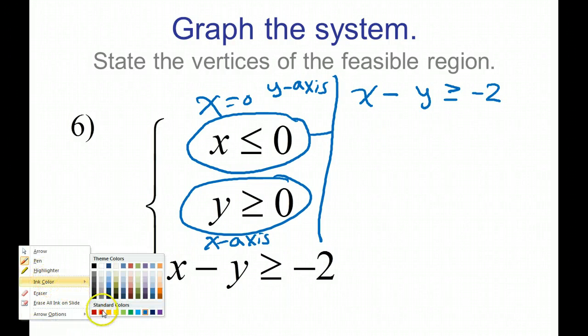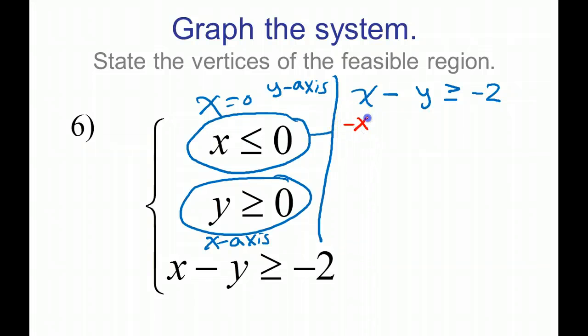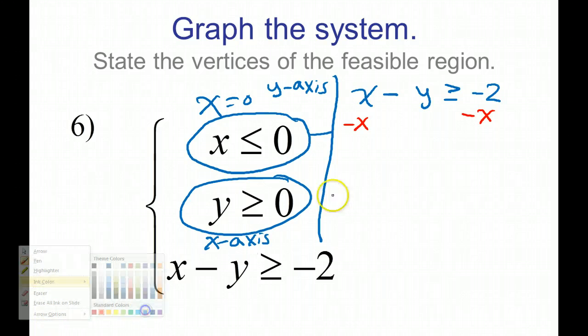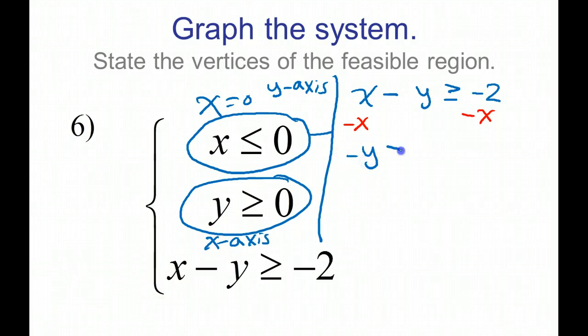Subtract x from both sides. So your first step should be to go minus x like that. What do I have now? Negative y is greater than or equal to negative x minus 2.